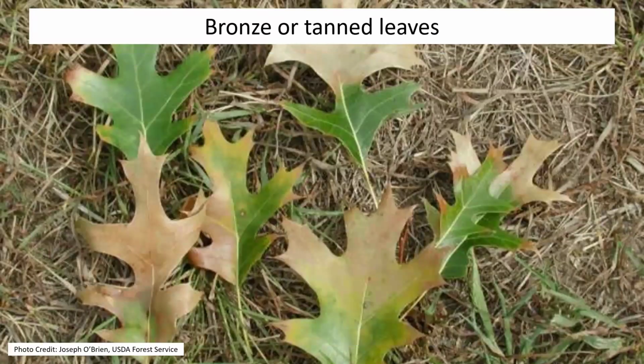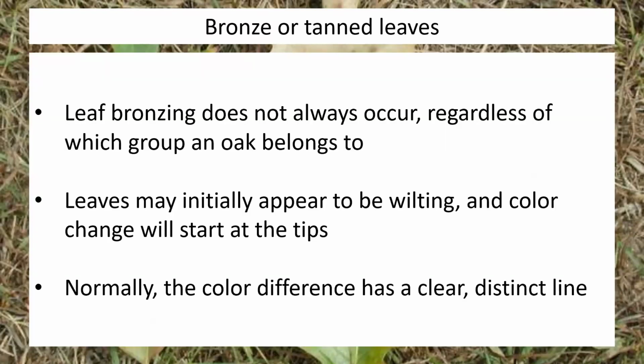So a little bit more on the discoloration of a lot of these leaves. Like I mentioned, bronzing doesn't always occur. But it will occur regardless of which oak group you belong to. So whether it's a red and black group or a white group tree, the bronzing can occur. It doesn't discriminate between the two groups. You're going to see that the leaves may initially appear to wilt, and then the color change will start at the tips and begin to spread through the leaves, stopping at interveinal sections or the midrib. So they're going to kind of go down to where there's a vein and then suddenly stop. Normally, that color difference is going to have a very, very clear line on it. It's going to be very distinct.